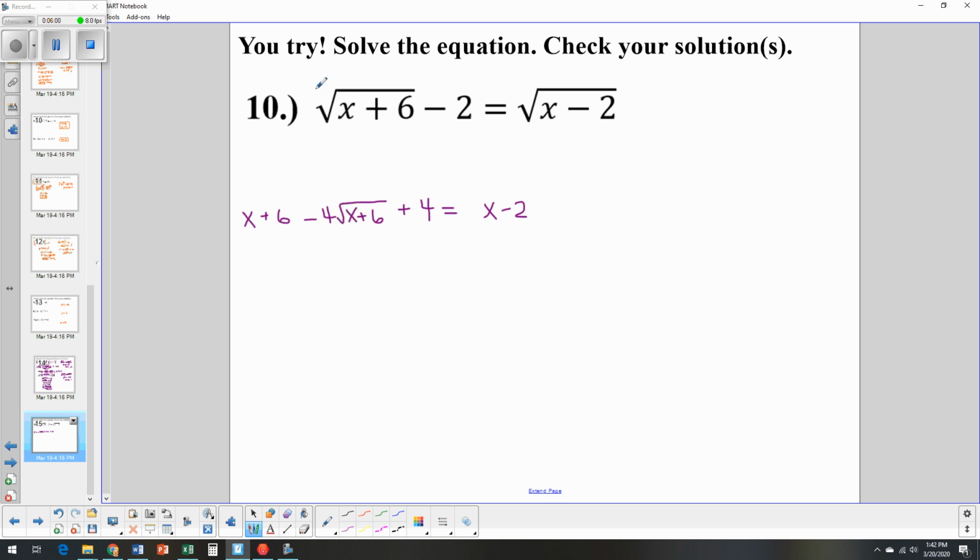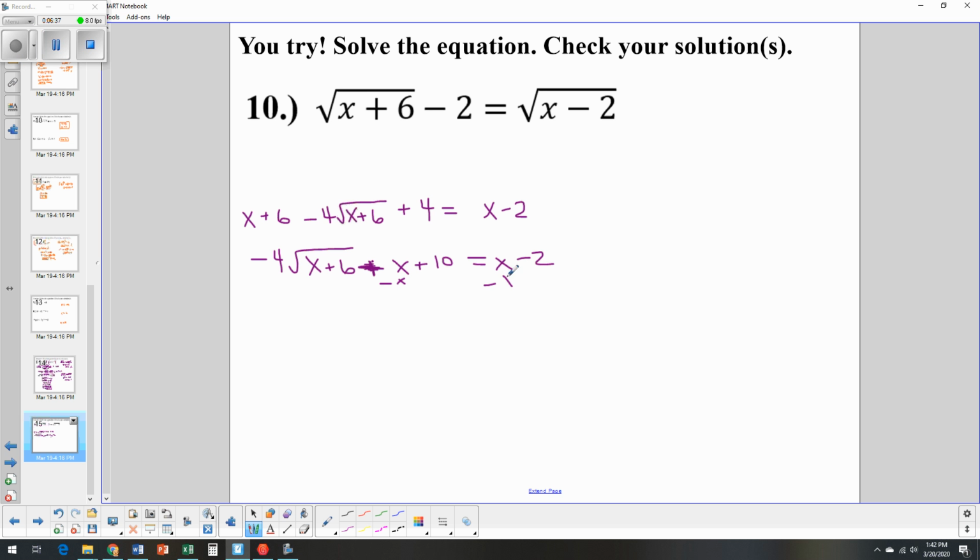All right, so when we square this side, I end up with x plus 6 minus 2 times x plus 6 minus x plus 6 times 2. So that's minus 4 times radical x plus 6, and then negative 2 times negative 2 is positive 4. Rewriting. Oh, sorry. Plus x plus 10 equals x minus 2.